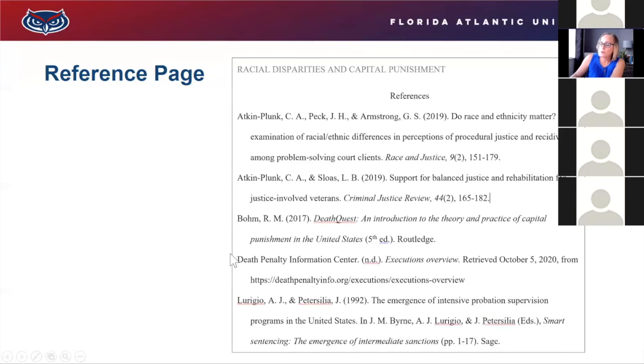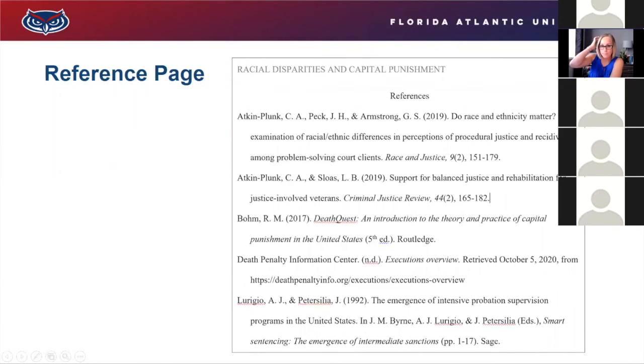And in your reference page, so this gets to what Amber asked, the authors are in a particular order. They're not alphabetized, but your reference page is alphabetized by the first author. So it goes Atkin-Plunk and Peck, then Atkin-Plunk and Sloas, because S comes after P. Then it goes to Bohm, then Death Penalty Information Center, and then I just call him Luigi. I don't know how to pronounce his name. So that's how you put your reference page.